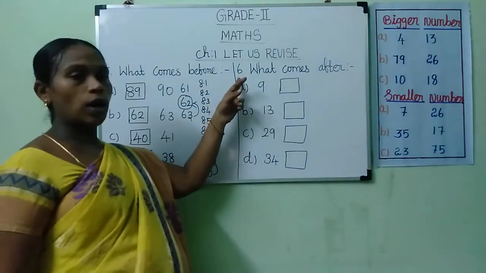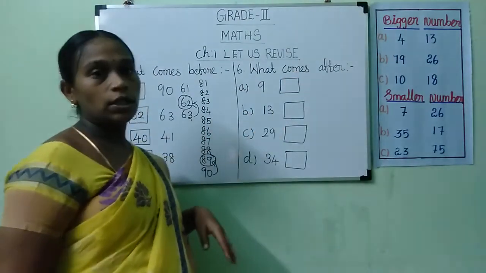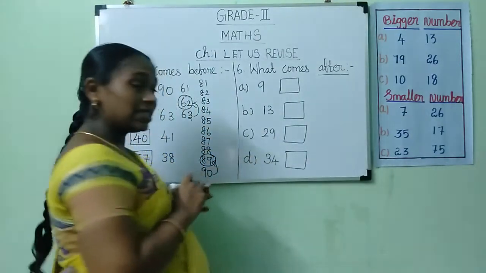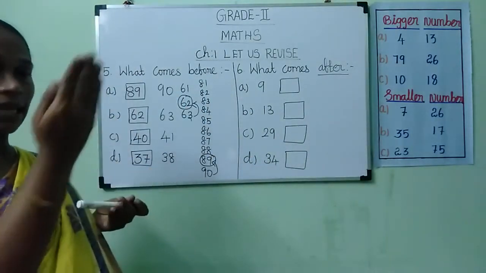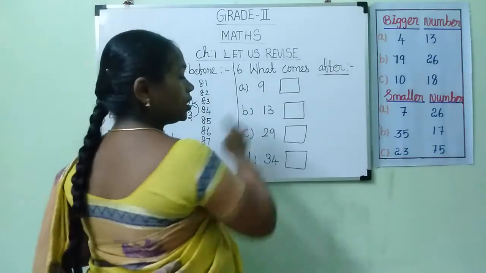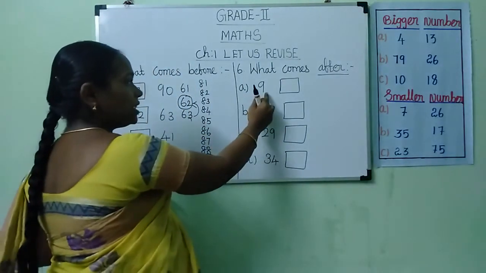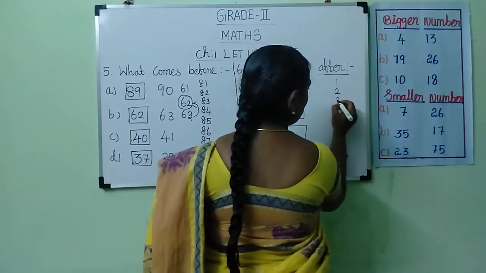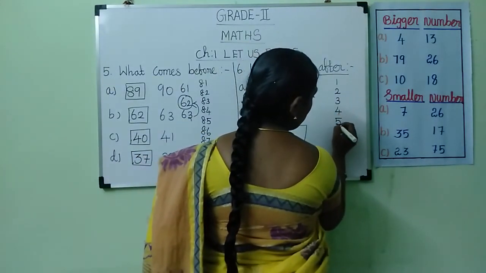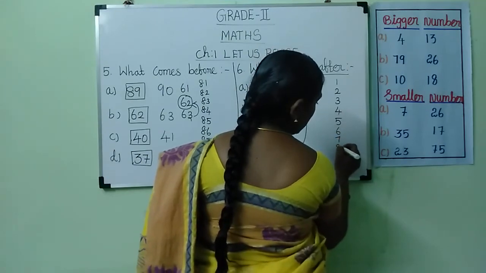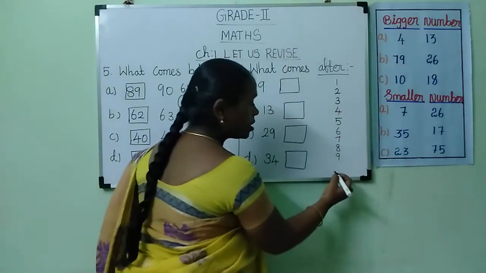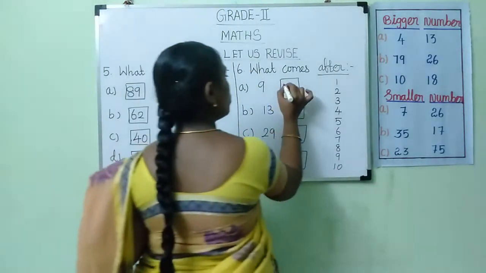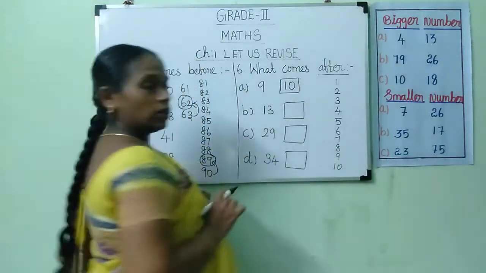Next, sixth one, what comes after? After means next number. 9 after, see the first sum, 9 after. See, 1, 2, 3, 4, 5, 6, 7, 8, 9. 9 after? Yes, 10. 1, 0, 10. So write here 10. Are you clear, children?